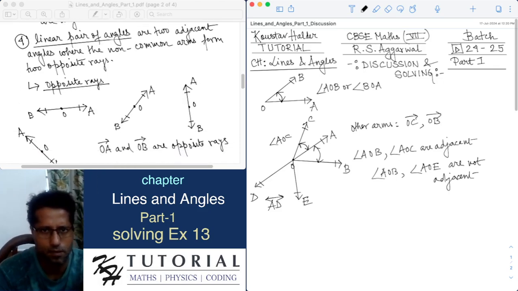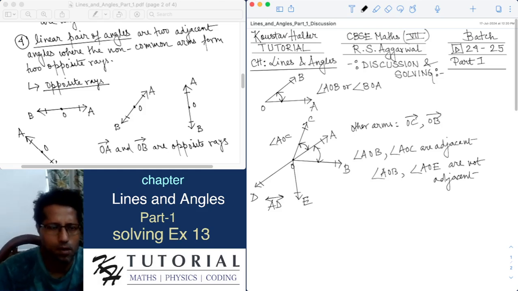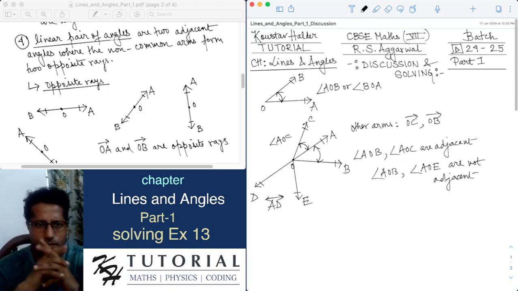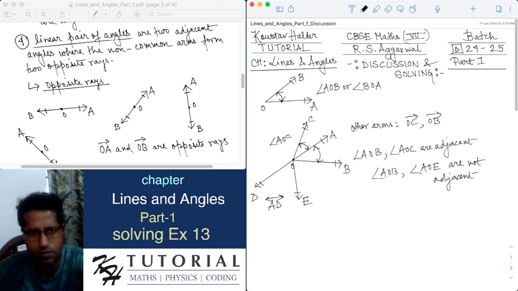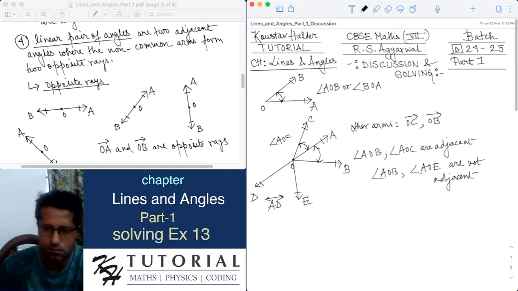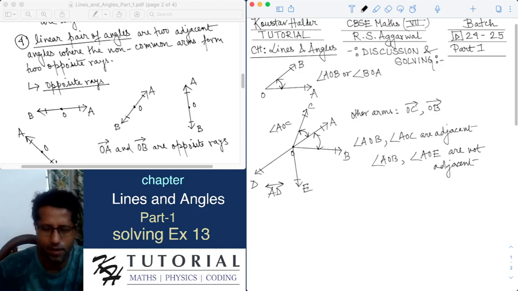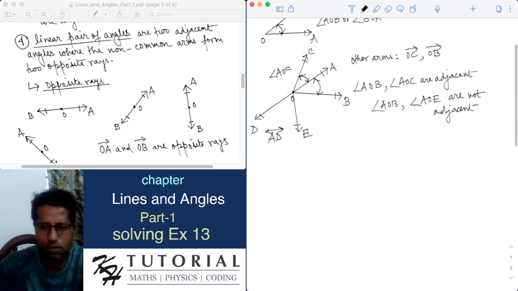Now the next property is property number 4, a linear pair of angles. What are linear pair of angles? Linear pair of angles are two adjacent angles where the non-common arms form two opposite rays. They are also adjacent angles, but the restriction is that the non-common arms will form two opposite rays. Two opposite rays means that they will actually form a straight line.